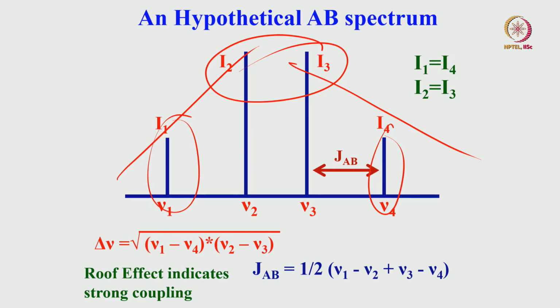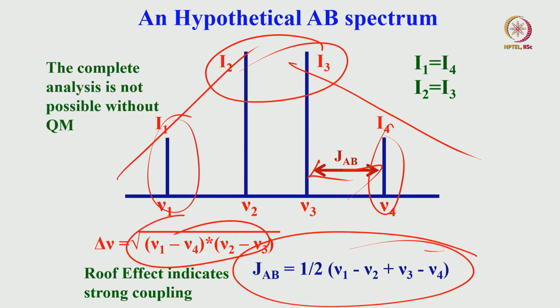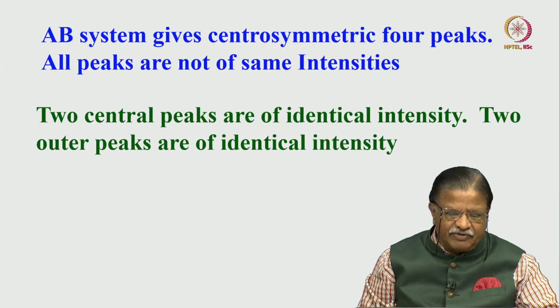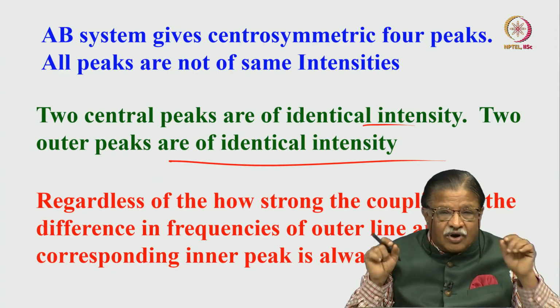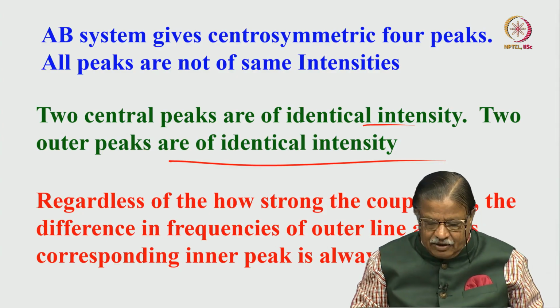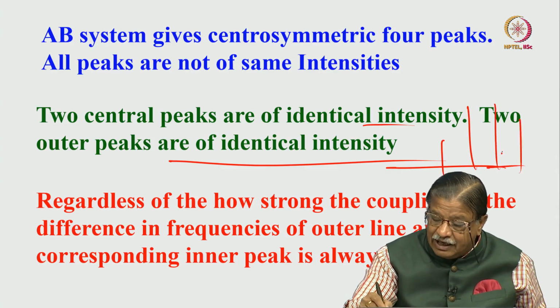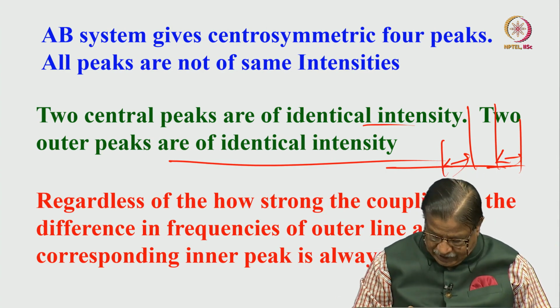Without going into the details, which have already been discussed in many of the earlier two courses, you can find out from the intensity the J coupling, and the chemical shift separation has to be obtained by taking into account the frequency of the transitions and by using a simple equation like this. The AB system gives a centrosymmetric pattern of 4 peaks, 2 central peaks of identical intensity and 2 outer peaks of identical intensity. Regardless of how strong the coupling is, the outer line separation always gives rise to the J coupling. For example, I have 4 peaks here, and the separation of the outer 2 lines always gives the J coupling, whatever the strength of the interaction.